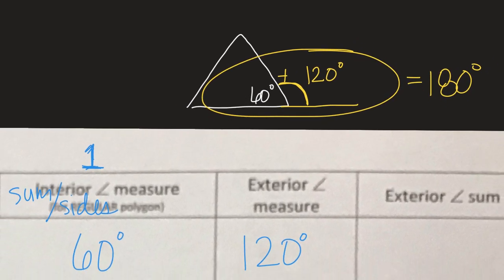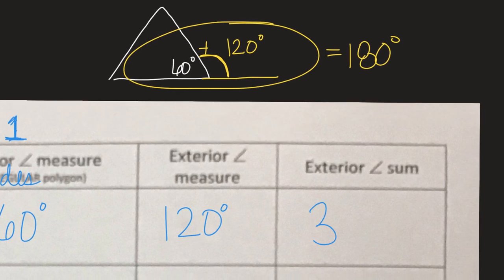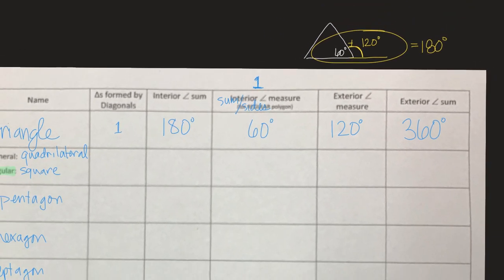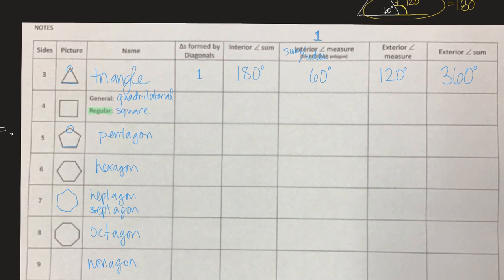Now, how many exterior angles are there? 3 of them. So if they're all 120, they add up to 360 degrees. Okay, so we're going to do a similar thing for a couple of the rest of these, and then we're just going to go in and talk about the formulas.